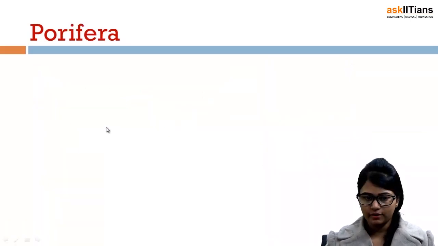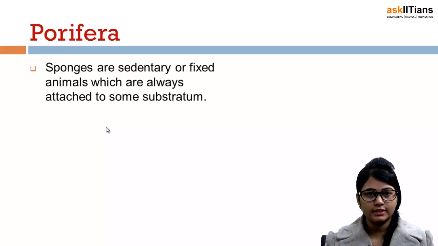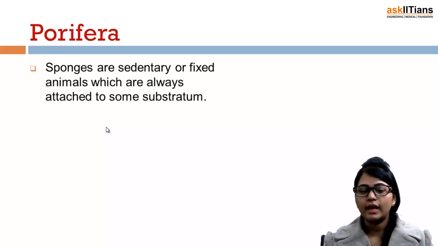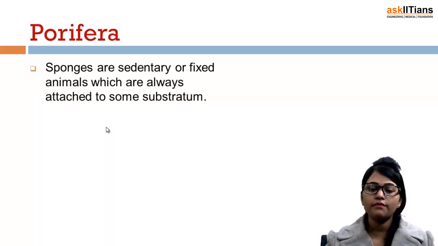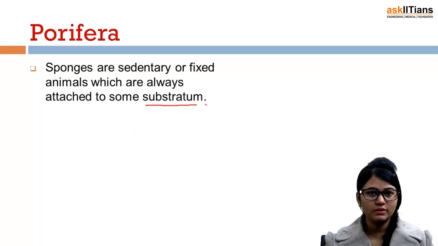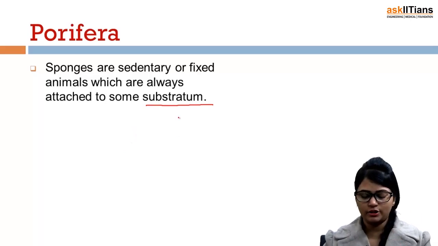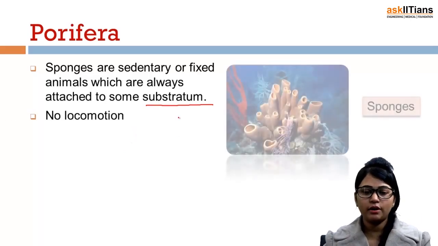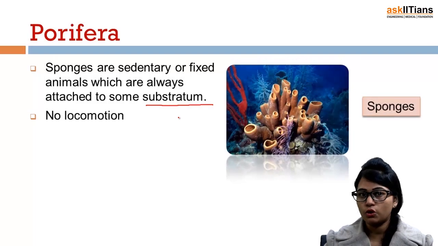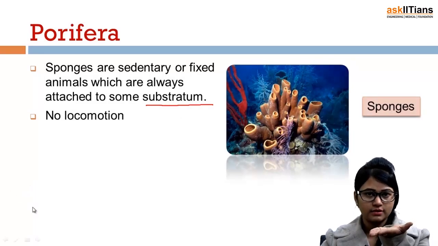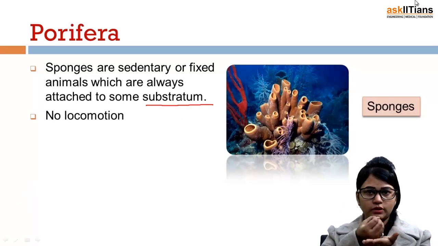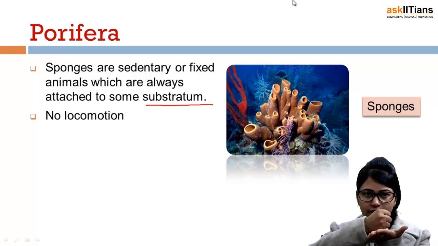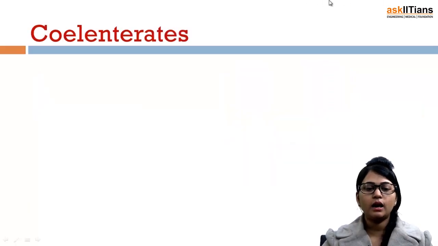Comes the porifera. Sponges are sedentary or fixed animals which are always attached to some substratum. You have seen sponges. You can see here in the diagram as well. They have no locomotion because they are fixed to a substratum. So they will have no movement. They are fixed.